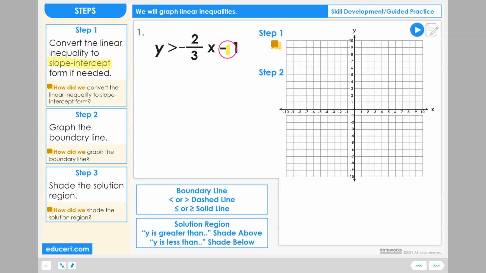This boundary line will cross the y-axis at -1 and has a slope movement of down 2 and 3 to the right. Down 2 and 3 to the right.